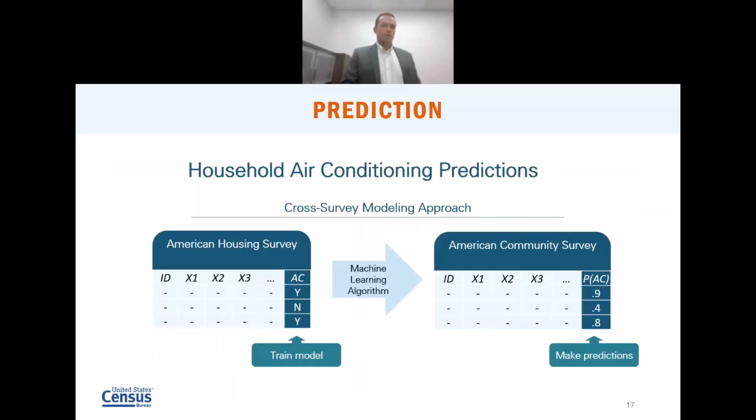All right, after we trained that machine learning algorithm, we do the prediction. Like I showed a little bit earlier, we utilize the American Housing Survey, and we know from that survey whether or not a housing unit has air conditioning within the home. We then use the machine learning algorithm to predict how we would expect a respondent on the American Community Survey to respond if they had been given that question. And we utilize those predictions to make decisions on whether or not we think that household potentially had air conditioning.